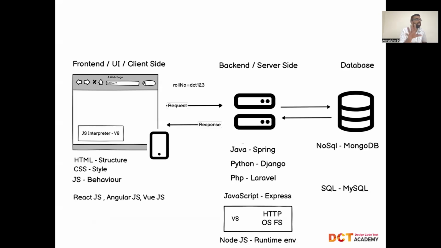But Node.js was introduced. What is Node.js? It's a runtime environment. What does it consist of? It consists of the V8 engine plus some extra modules like the HTTP module, which is meant for handling requests, giving responses. That is your client-server architecture, or that is how you can build your web applications.